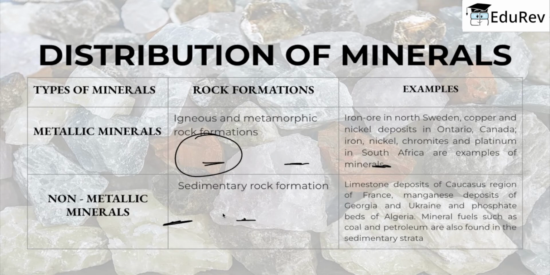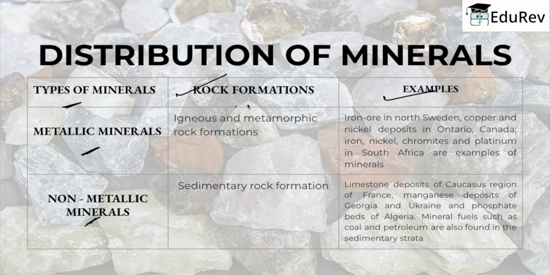Next is distribution of minerals. Now in distribution of minerals, we basically are going to study about what are the types of minerals, that is metallic minerals and non-metallic minerals, which we already know. Then their rock formation and examples. So the rock formation is going to be that the metallic minerals are basically formed by igneous and metamorphic rock formations, whereas the non-metallic ones are from the sedimentary ones.